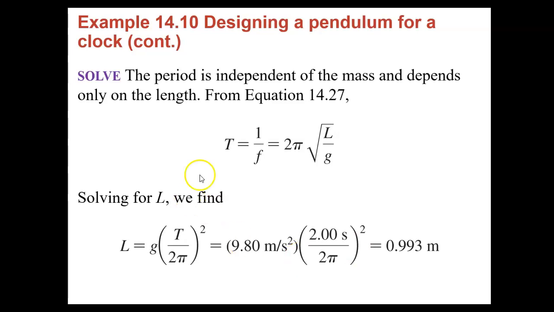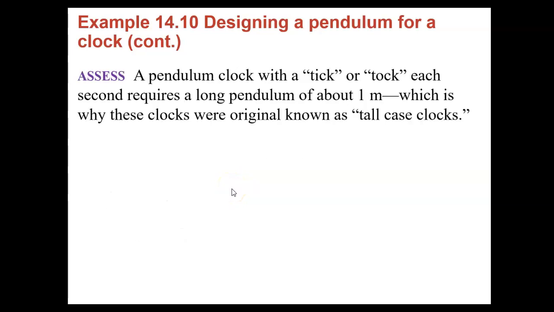So just by knowing the period, if you know you're on Earth, so then you know the acceleration due to gravity, you can figure out the length, or vice versa. If you know the length of the pendulum, you can figure out its period, so you can do a test to see if you actually have the correct length. So a pendulum with a tick or tock each second requires a long pendulum of about a meter.